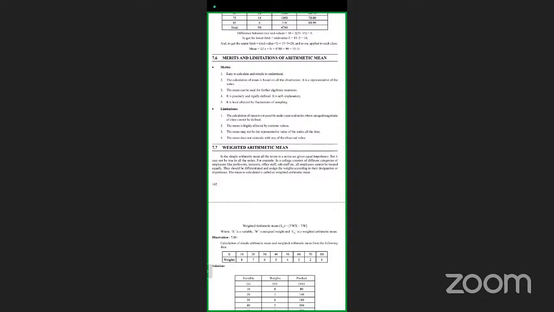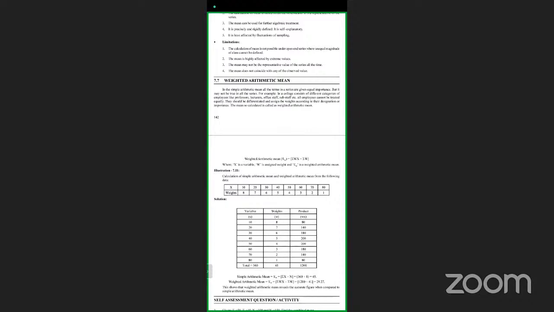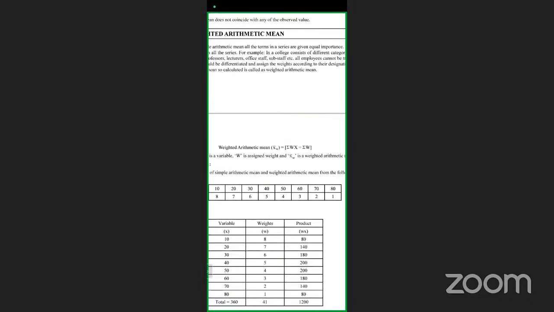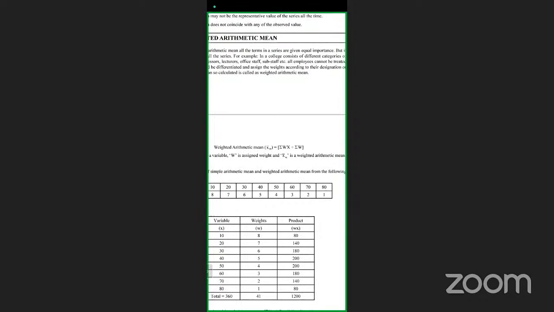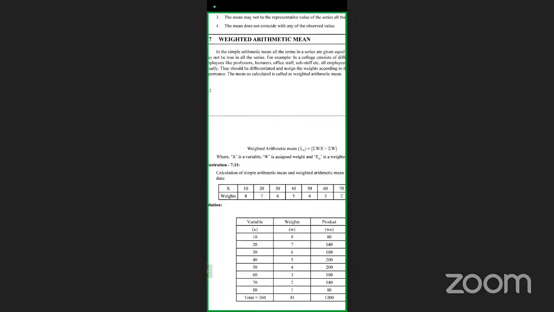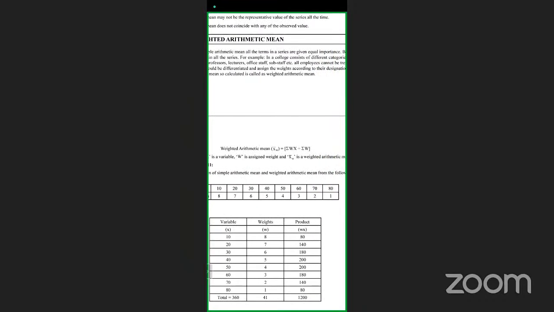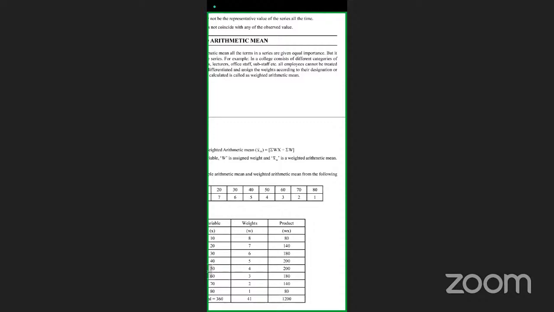Say, I told you that in our class there are 7 people and I am taking the marks. But if I am taking the salary, I cannot tell the salary, let us say professors are there, assistant professors are there, lab assistants are there, etc. I cannot tell what is the average salary that the college is paying its employees. For that reason, we need to take the weights. So this is the example. The weighted arithmetic mean is equal to sum of Wx divided by sum of W, where x is a variable and W is the assigned weight.